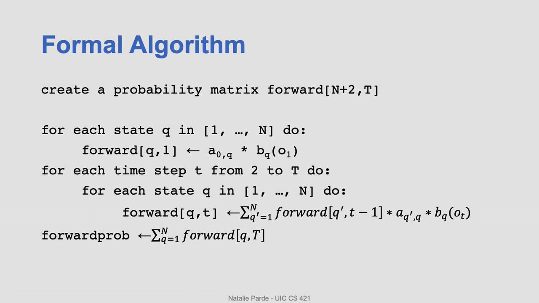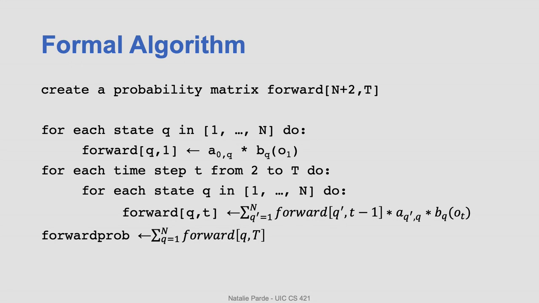Next, we'll initialize everything for the first time step. We'll loop through all of our states, and for each state, we'll initialize the forward probability to the product of the transition probability from the start state to the current state q times the observation likelihood that the first observation in our sequence was generated by state q.